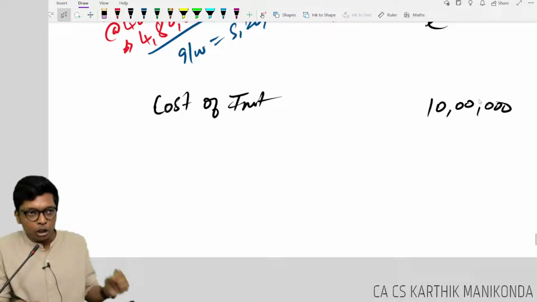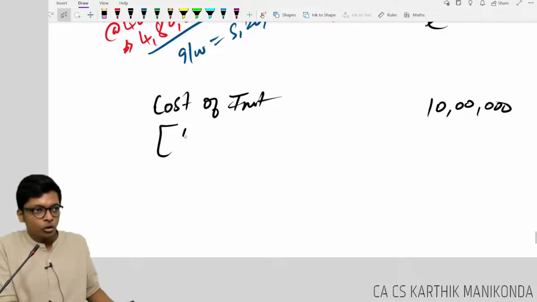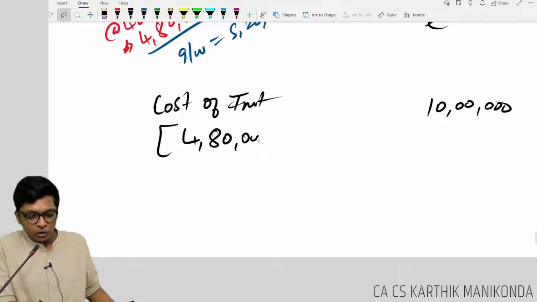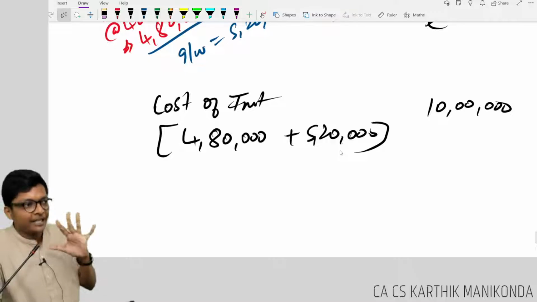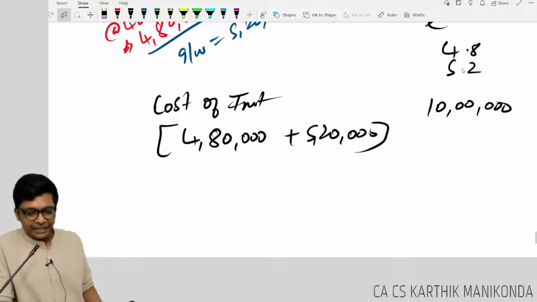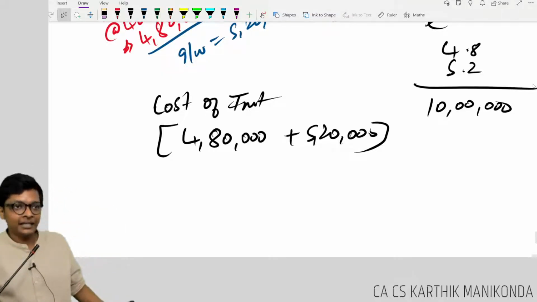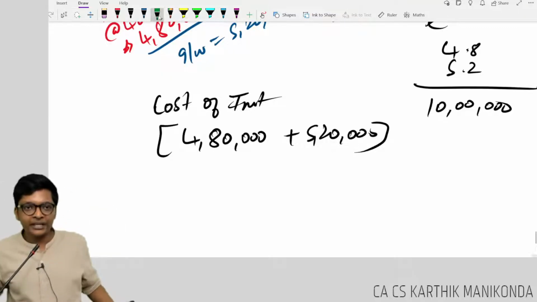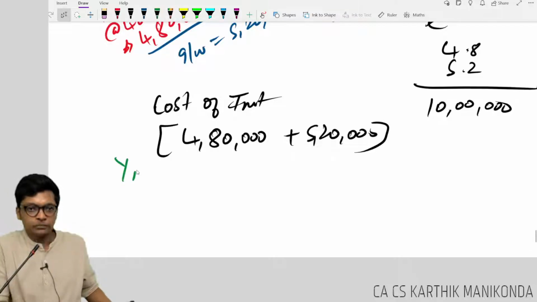10 lakhs, but do not show 10 lakhs. Show 4 lakh 80 plus 5 lakh 20. You need to show the breakup, guys. In fact, don't even write 10. You write 4.8 lakhs here, 5.2 over here, and then show total as 10 lakhs. Are you following, guys? Now year 1.